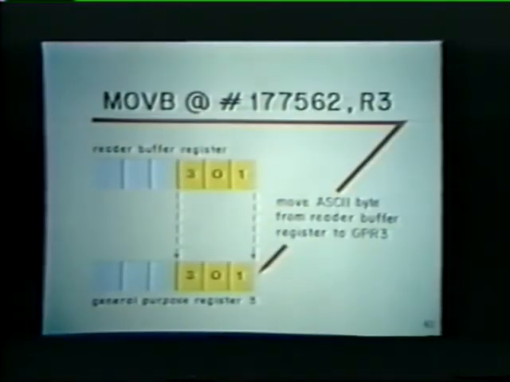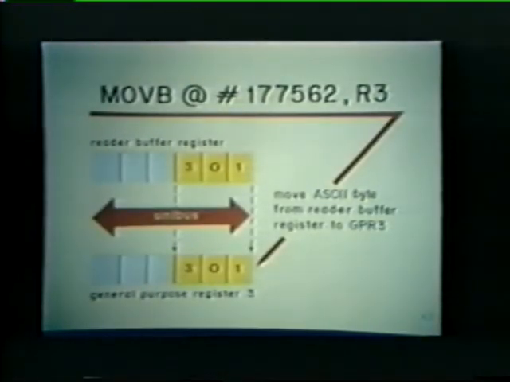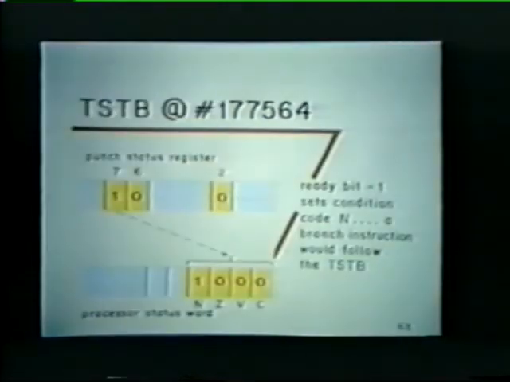A move instruction can also be used to transfer data either to the peripheral or from the peripheral. Here, we're doing a move byte to transfer data from the reader buffer register, which has an address of 177562, to a general purpose register, in this case GPR3. Remember now, all data and control signals to or from the peripheral are via the Unibus. That includes our friend here, the letter A, which is represented by the code 301.